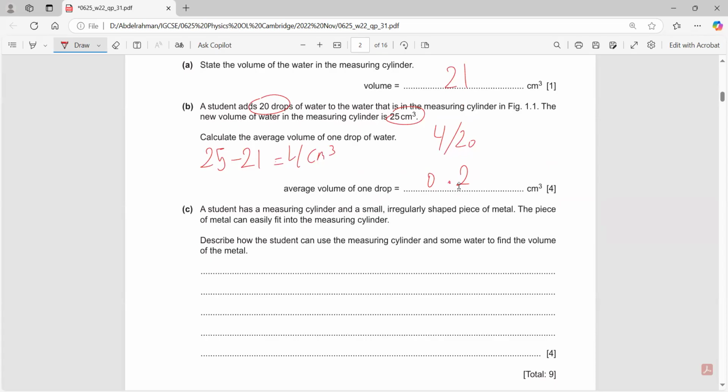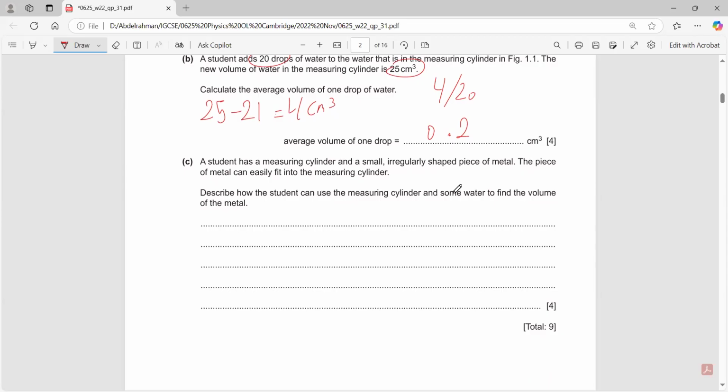A student who has 20 over 4 would be wrong. Why? Because that's the number of drops per centimeter cubed. You need the volume of one drop. So the volume of one drop in centimeters cubed would be 4 divided by 20.